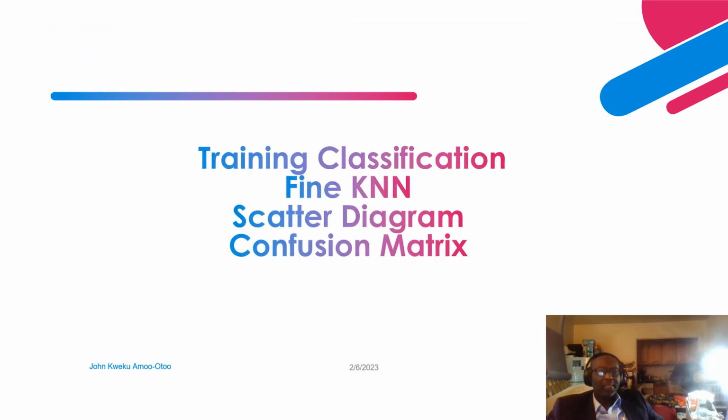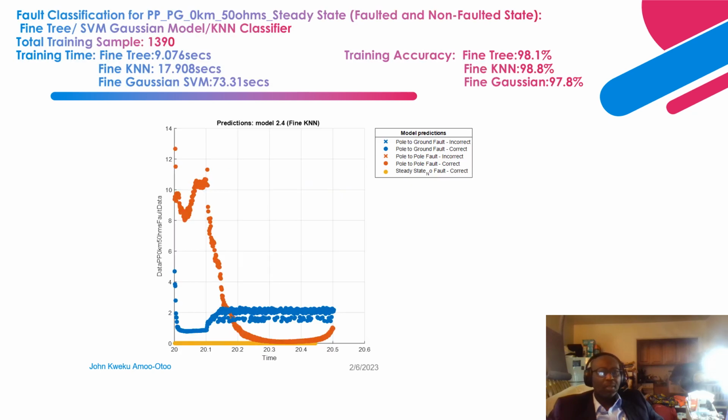Now let's take a look at the fine KNN, and we'll take a look at the scatter diagram and the confusion matrix for this. So for the fine KNN, this is the scatter diagram, as you can see over here. This is where the misclassification comes into play, so that is why you are seeing the overall percentage slightly below 100%. It's because of this crossover point over here, where there is a little bit of misclassification.